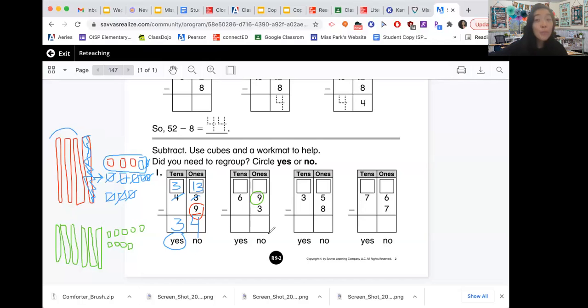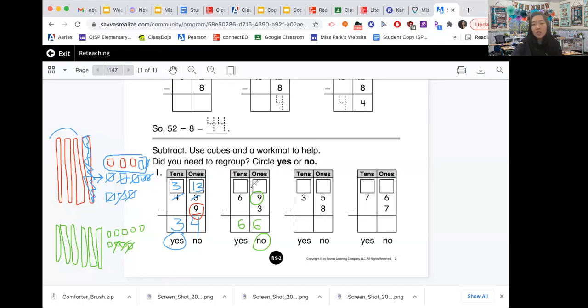No, you don't need to stop. So everyone circle no. So let's just subtract. What is 9 minus 3? 6. Very good, 6. And then now step 3, what is 6 minus 0? 6. So what is our answer?